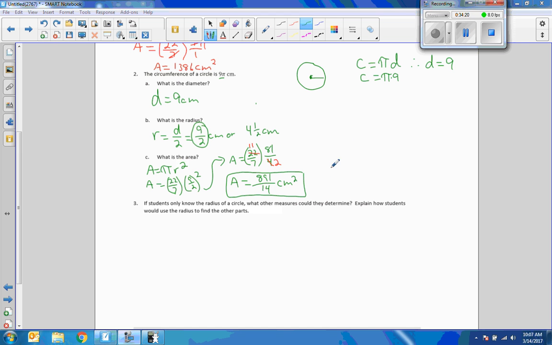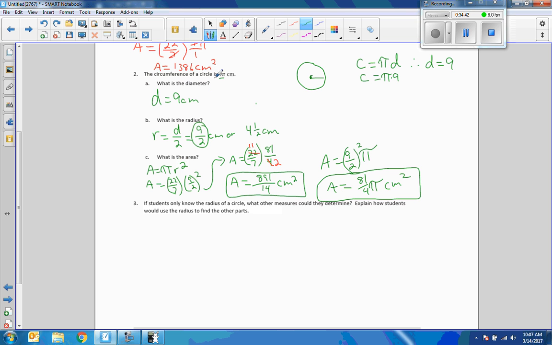I also could have left this in terms of pi. So the area would be 9 halves squared times pi. So that area would be, if you did it this way, 81/4 pi centimeters squared. So either answer would be acceptable. Usually the question is more specific as to what form they're looking for.